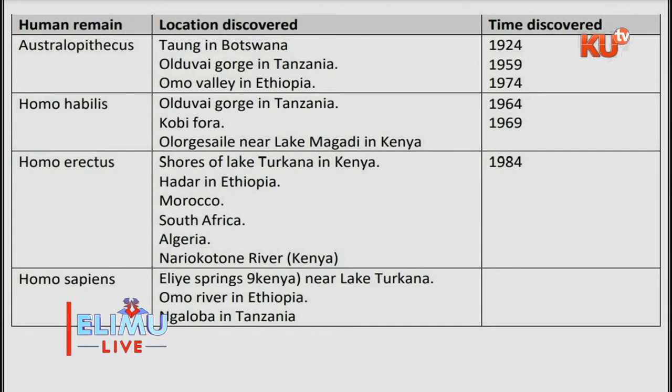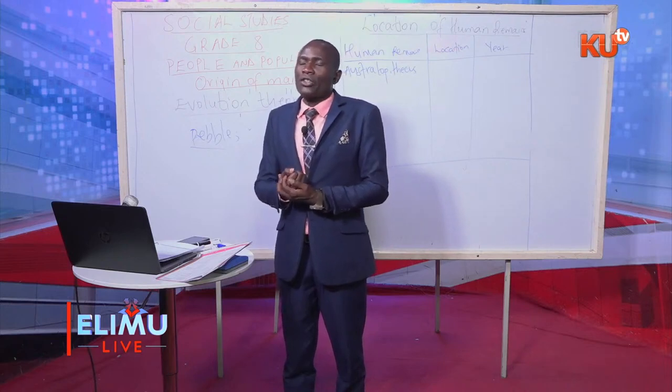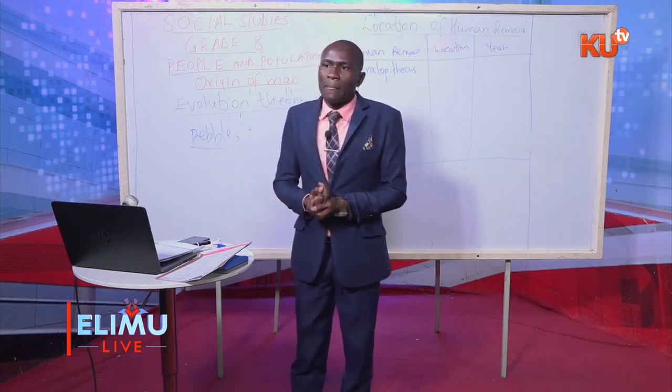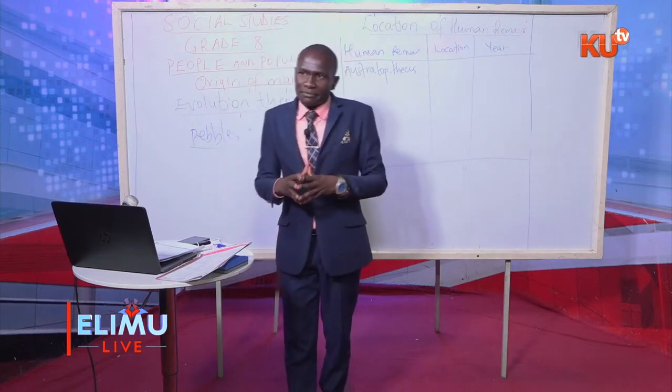For example, Homo erectus, we don't have the years, and also Homo erectus and Homo sapiens. So as you do your study, it is also good to use the digital devices that you have at home to search for the years in which those remains were discovered.